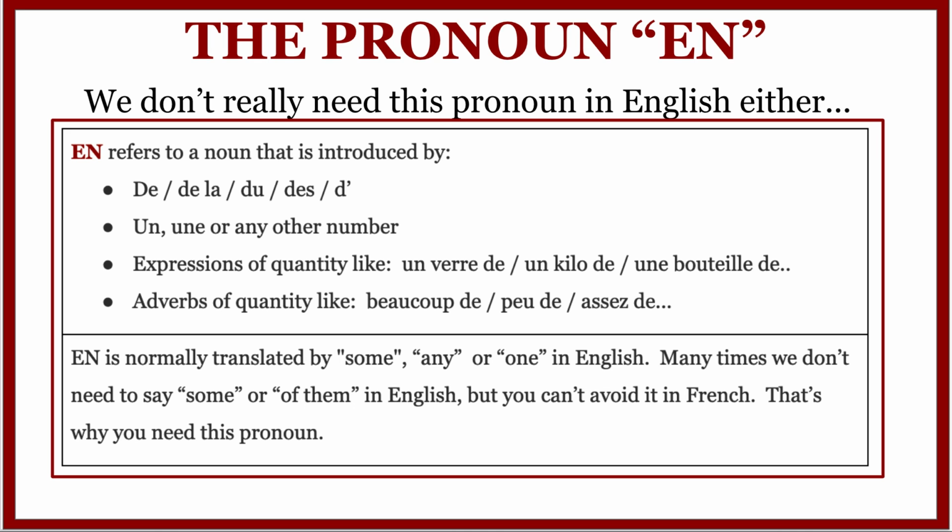En refers to a noun that is introduced by some form of de. It's also used to refer to a noun that is introduced by un, une, or any other number. And at this point, I'd really like to point out that a lot of times we think un or une just means a or an, right? But you have to remember that un, deux, trois, un, and une are also numbers, which represent quantities, of course.